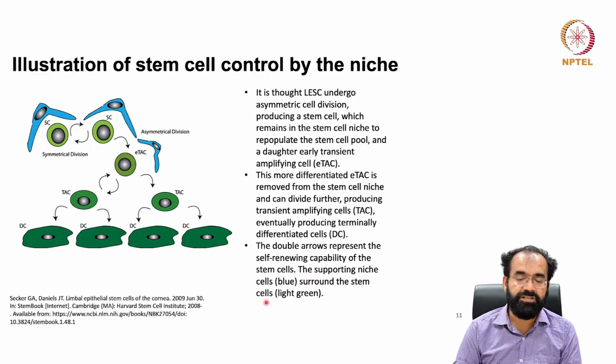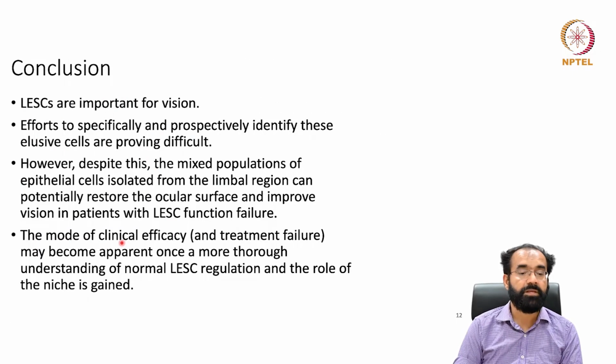The supporting niche cells, shown in blue, surround the stem cells, which are light green and dark green. The differentiated cells are marked here, and the tags are there. The blue cells are the supporting niche cells. So that's how they keep migrating.